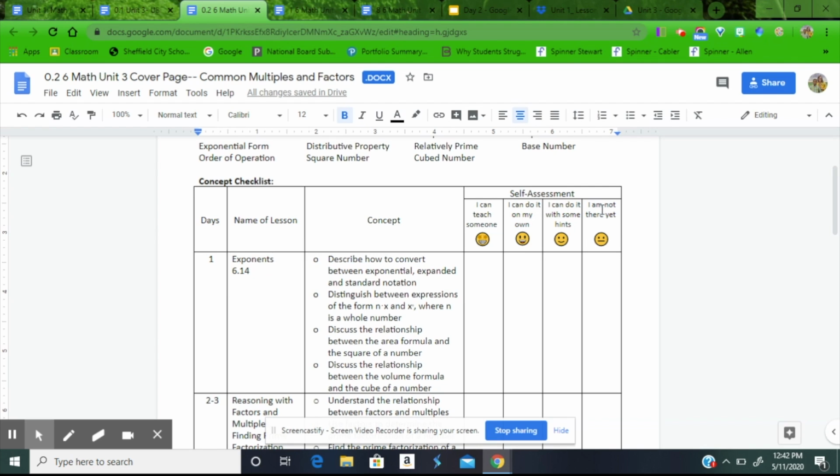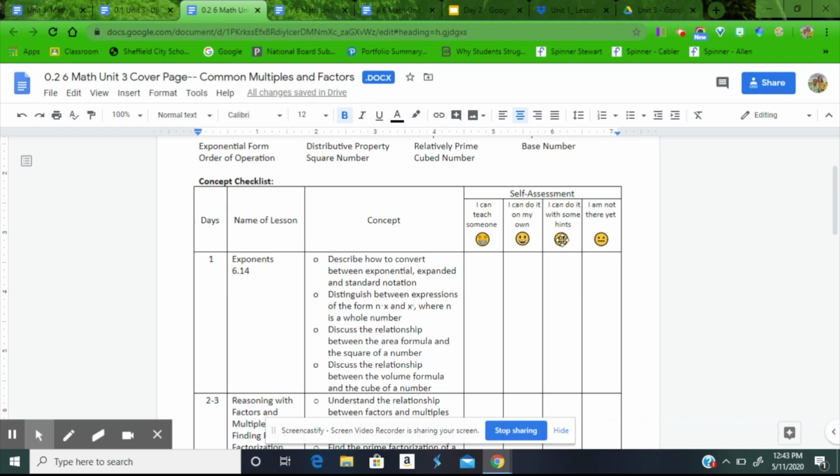Here we have our self-assessment for the students. 4 being I can teach someone. Those are your students that are exceeding this standard. They know the standard, they fully understand it, and they can turn around and teach it to another student. 3 is that I can do it on my own. That's your proficient students. That's where you want your students to reach.